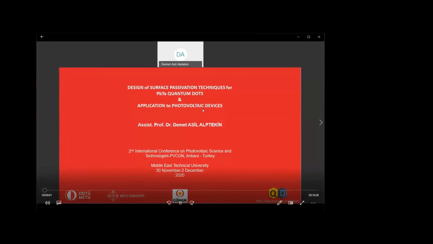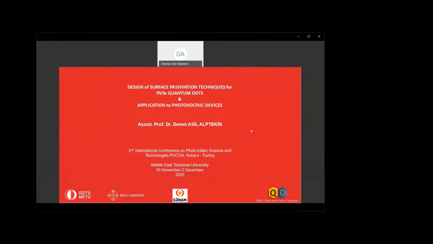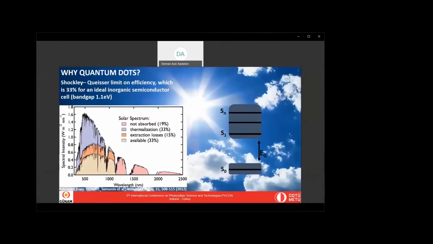Welcome to you all. I will be talking about the design of surface passivation techniques for telluride quantum dots and their application to photovoltaic devices. Maybe the first question to ask is why quantum dots? Why will we be talking about quantum dots today?